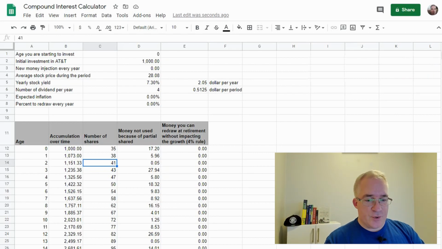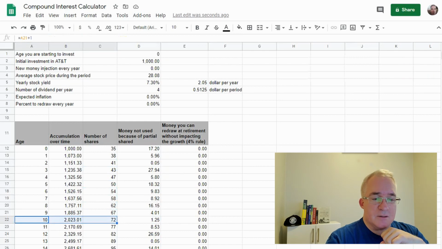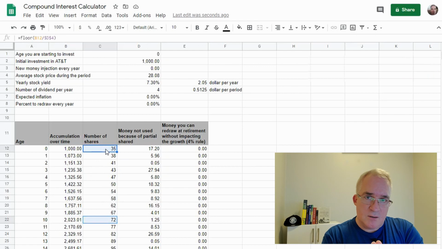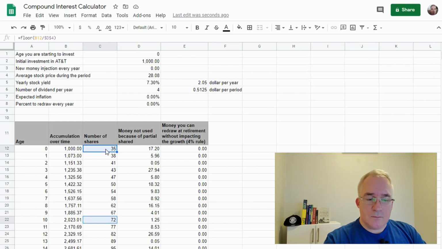And then after 10 years here, you can see that I already have 72 shares. I did not invest any more money. I did not put an extra penny in it, but I went from 35 shares to 72 shares. Do you see the difference? So now I have more shares giving me more dividends every year. And as things are moving along, I'm simply getting more and more and more. So this is even better than compounding interest.